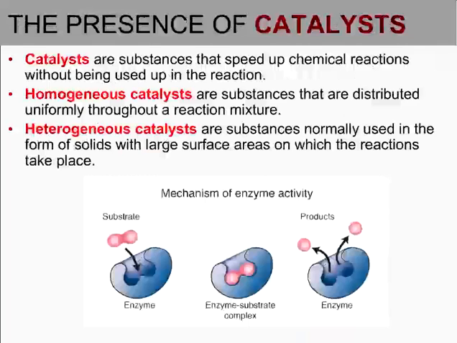Now, the last factor is the presence of catalysts. So what are catalysts? Catalysts are substances that speed up chemical reactions without being used up in the reaction. Now, there are 2 different types of catalysts. One is called a homogeneous catalyst. So that's a substance that is distributed uniformly throughout a reaction mixture.